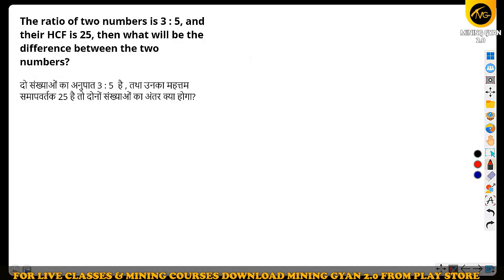Now the ratio of two numbers is 3:5 and the HCF is 25. Then what will be the difference between the two numbers? What will be the difference between the two numbers?